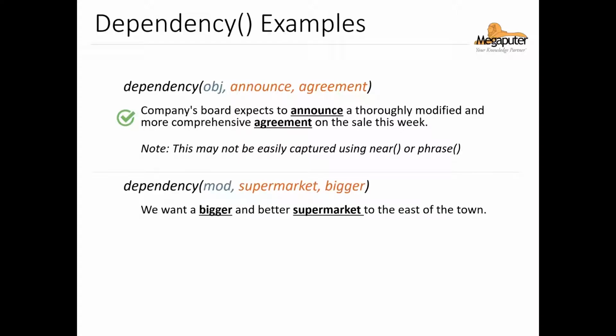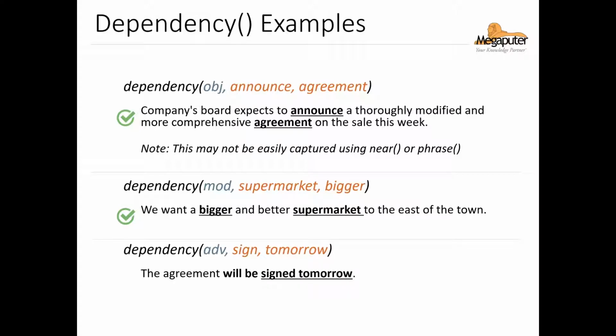So what if we want to look for something different, a modifier? So we want a bigger and better supermarket. That's going to be captured because it's going from supermarket to bigger. So what kind of supermarket? A bigger supermarket. That's that relationship there. And then we have various other types of relationships. Signed when, signed tomorrow.